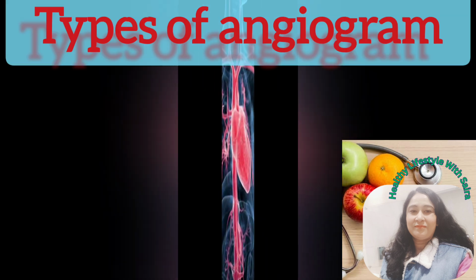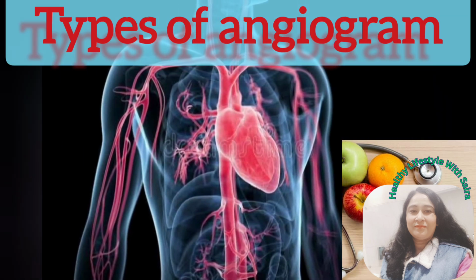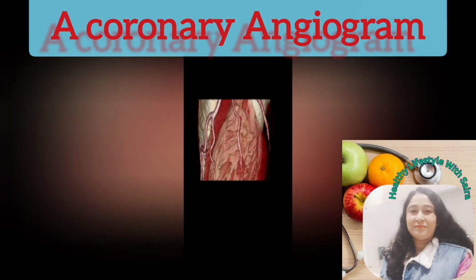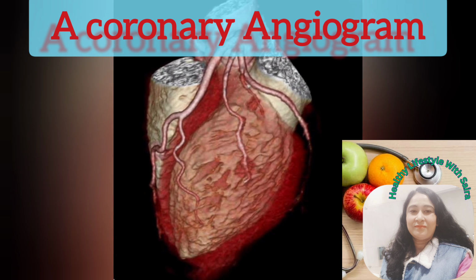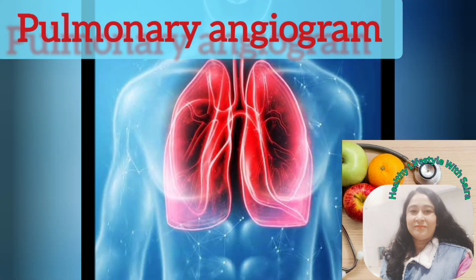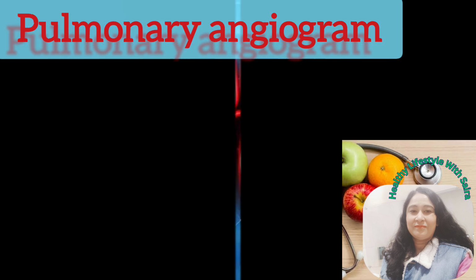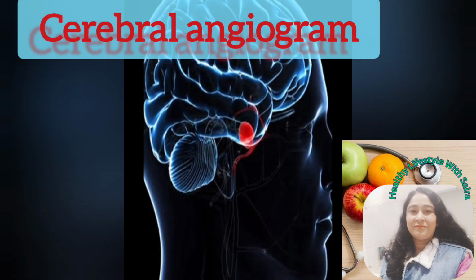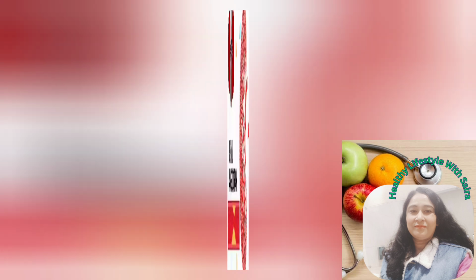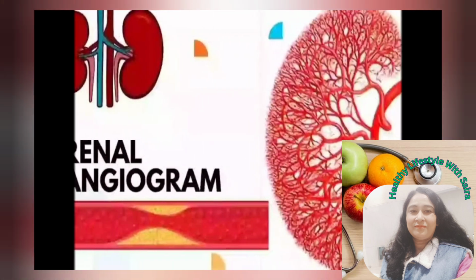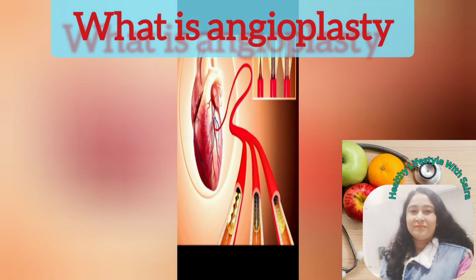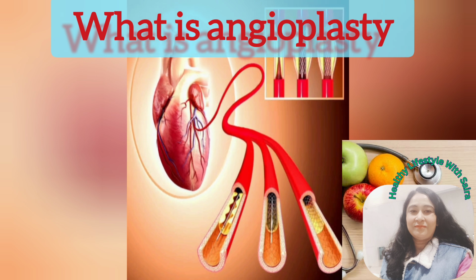appropriate. Types of angiography. There are several types of angiogram, including a coronary angiogram, which looks at the heart and surrounding blood vessels, a pulmonary angiogram, which looks at the blood vessels that supply the lungs, a cerebral angiogram, which looks at the blood vessels inside and surrounding the brain, a renal angiogram, which looks at the blood vessels that supply the kidneys. Now I am going to discuss what is an angioplasty and its types.